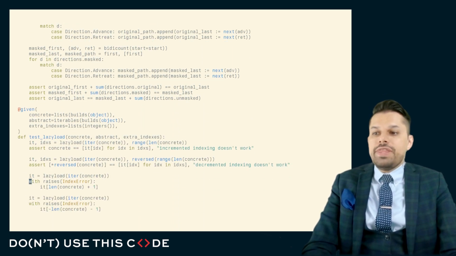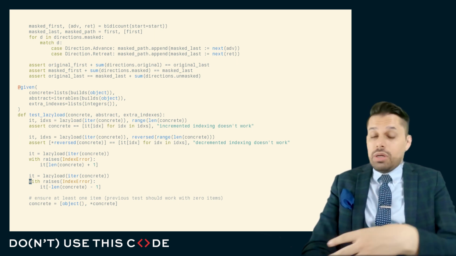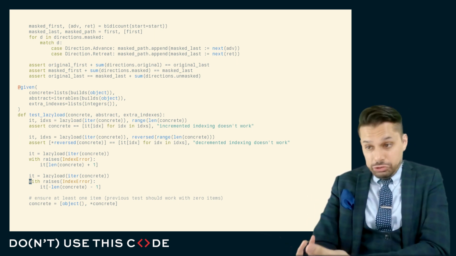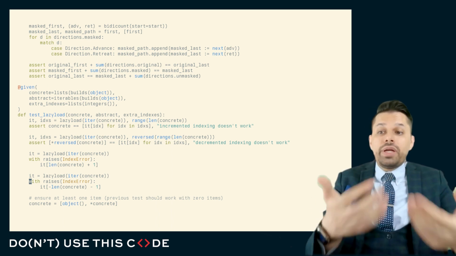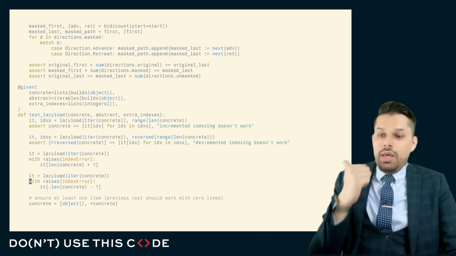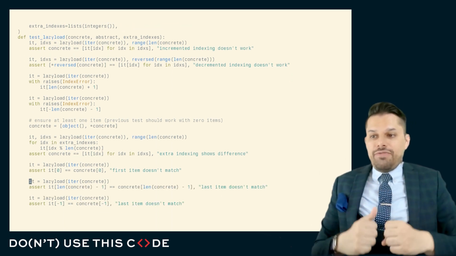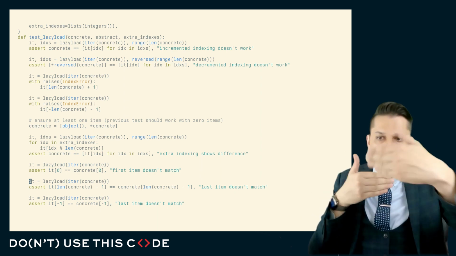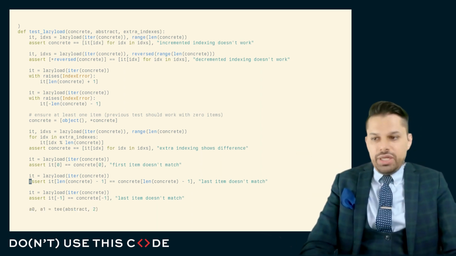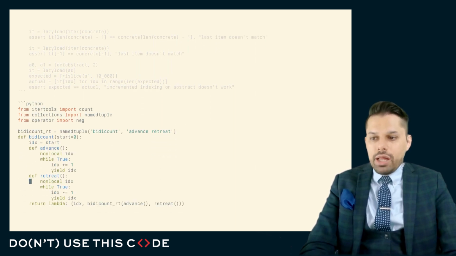Similarly, for the lazy load, I can write some very simple tests of just making sure that for some concrete iterable or some abstract iterable, can I actually index this thing past? Can I index it forward? Can I index it backwards? Do I get the same result? Do I see any difference if I add in some extra indices or remove some indices? If I index all the way to the end, does it materialize everything? And so forth and so on. And I end up with some very, very small helpers.